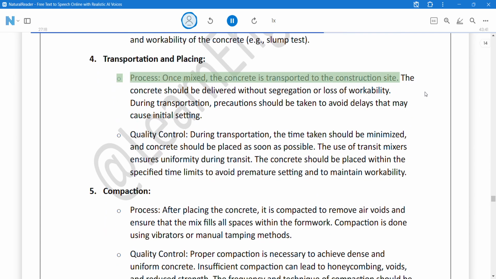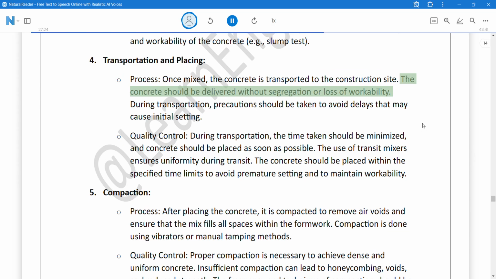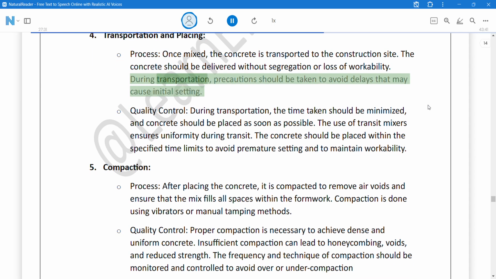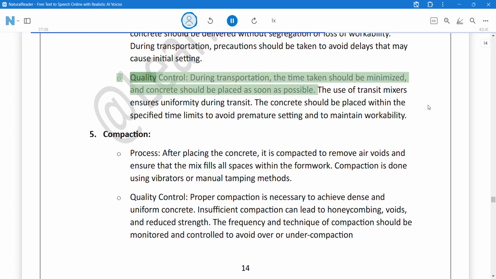4. Transportation and placing. Process: Once mixed, the concrete is transported to the construction site. The concrete should be delivered without segregation or loss of workability. During transportation, precautions should be taken to avoid delays that may cause initial setting.